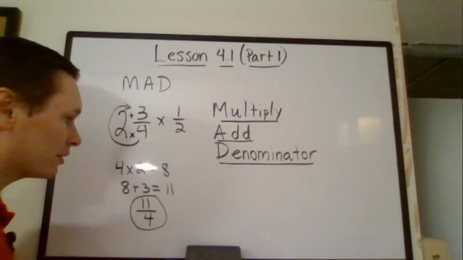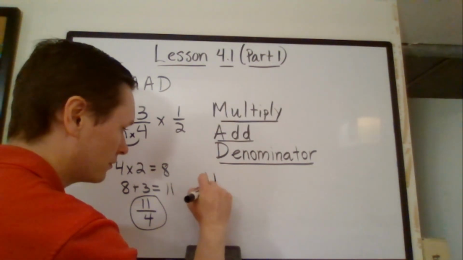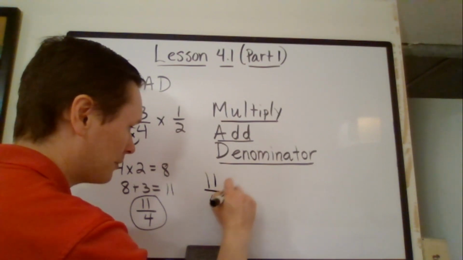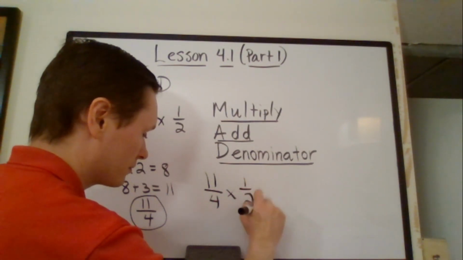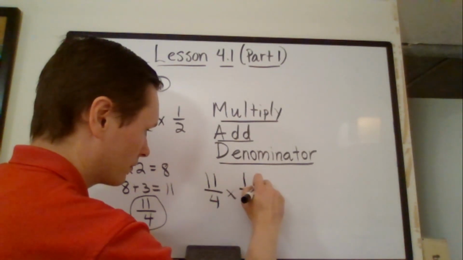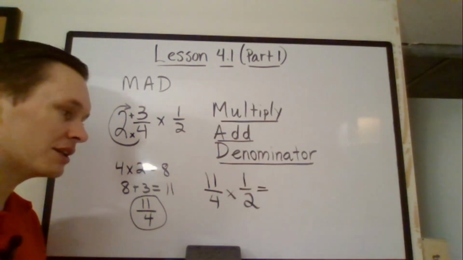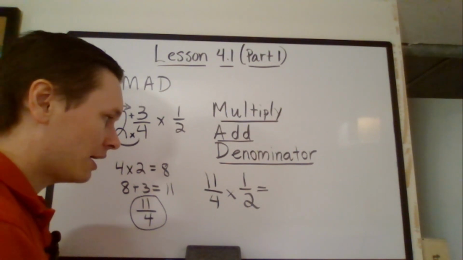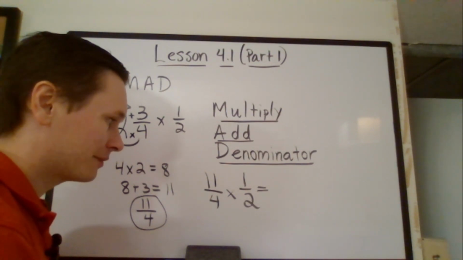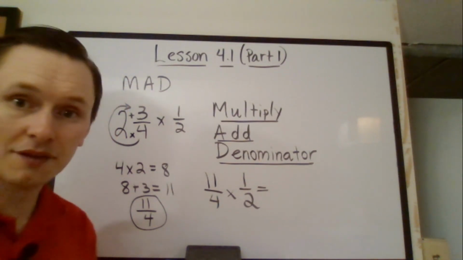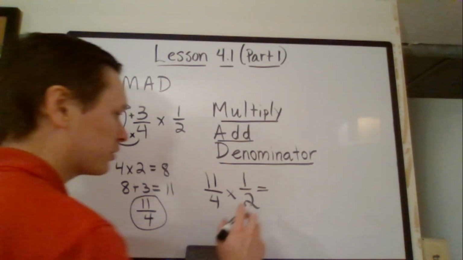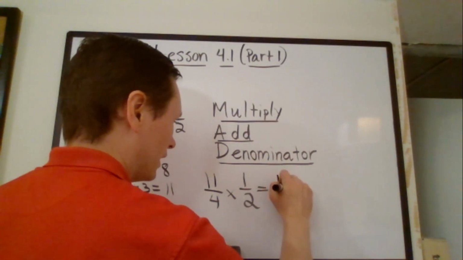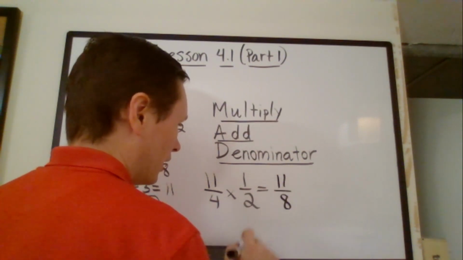So now I have 11/4. Now I can multiply 11/4 times 1/2. And unfortunately, I can't cross cancel. And there really is no way to use the GCF to simplify this. So we're just going to multiply across. And we're going to get 11 over 8.